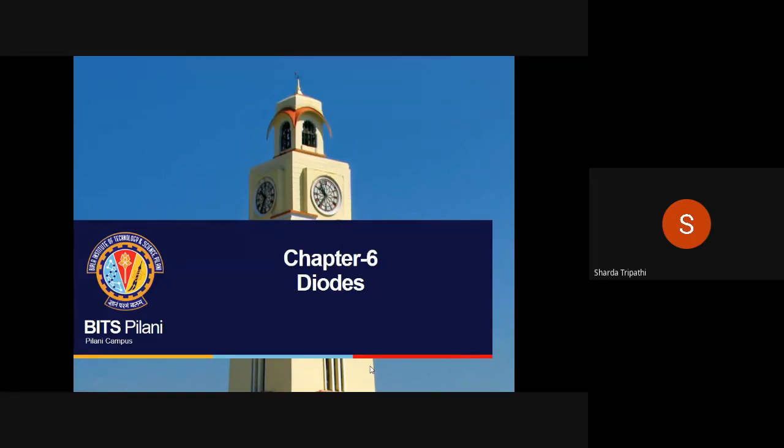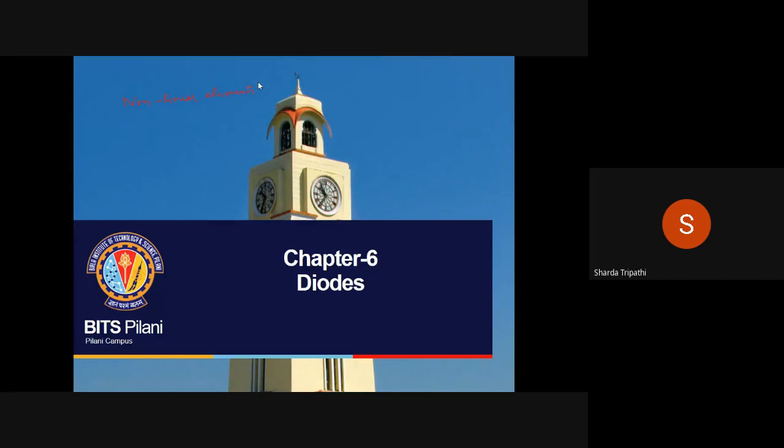So today we are going to start a new topic. In fact, a new section altogether of this course that deals with the electronic circuits. The primary difference that you will see in the circuits that we studied earlier with respect to the circuits that we are going to study now is the inclusion of non-linear elements.